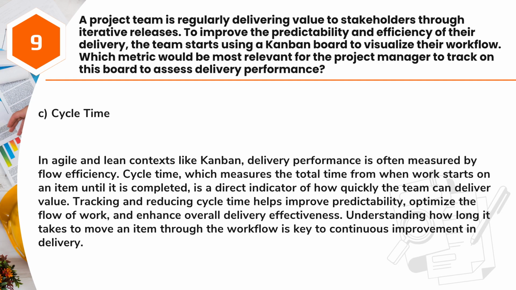Answer: C. Cycle time. In Agile and Lean contexts like Kanban, delivery performance is often measured by flow efficiency. Cycle time, which measures the total time from when work starts on an item until it is completed, is a direct indicator of how quickly the team can deliver value. Tracking and reducing cycle time helps improve predictability, optimize the flow of work, and enhance overall delivery effectiveness. Understanding how long it takes to move an item through the workflow is key to continuous improvement in delivery.